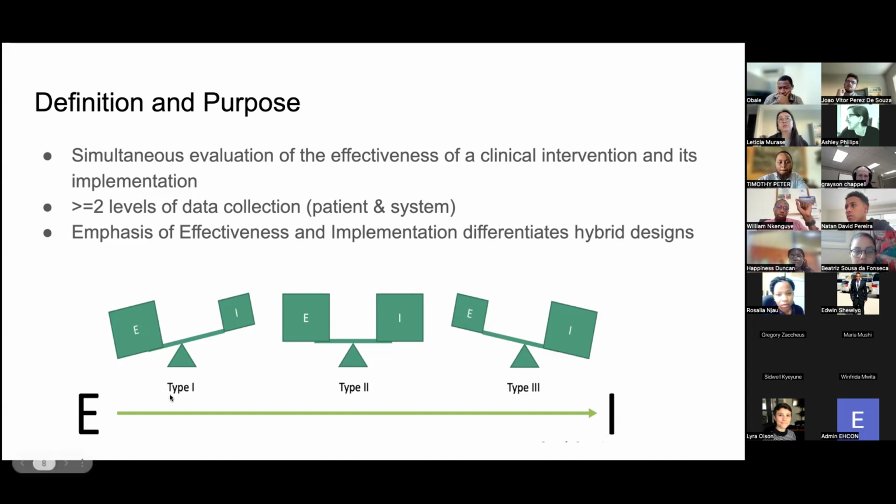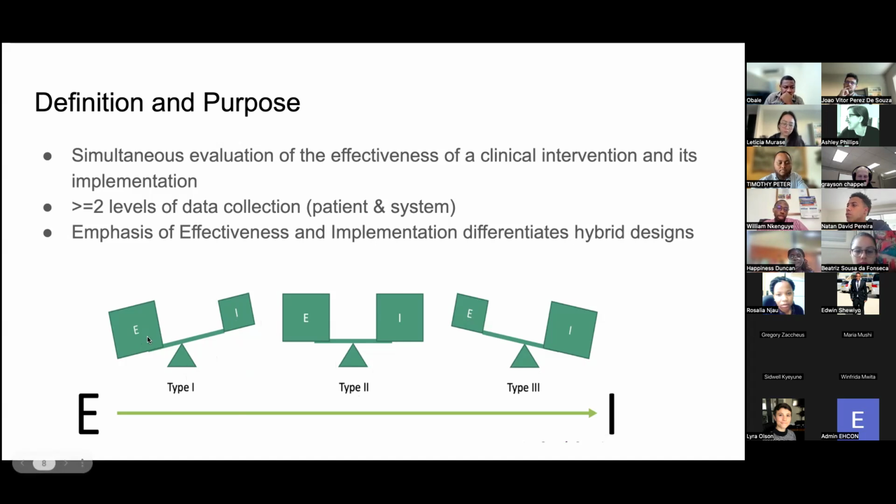We'll see that we have type 1 hybrid design, type 2 hybrid design, and type 3 hybrid design. And basically, as we mentioned, in these hybrid designs we're going to have an effectiveness component and an implementation component, which is denoted by the symbol I. So depending on what you're doing more, that determines what type of hybrid you are doing.